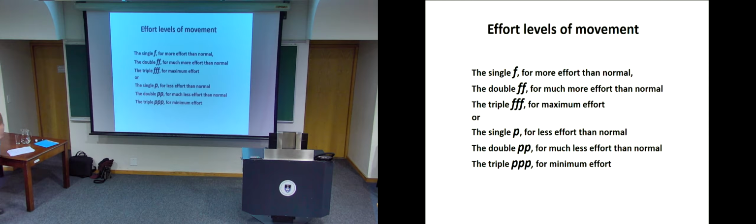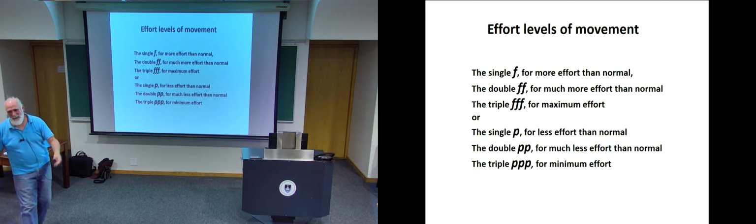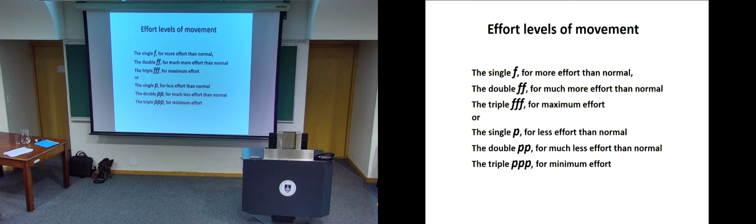Okay, we've got effort levels of movement. And these actually come from music, the F, double F, triple F. So we use it in dance for more effort than normal, the single F, the double, for much more effort than normal, the triple F for maximum effort, and then the single P for less effort than normal. So you can use it in the body movement as well. So you can be doing something with F, or double F, or triple F, or P, double P, triple P. You also use MP and MF, as in music as well, but rarer than in this case, with the three.